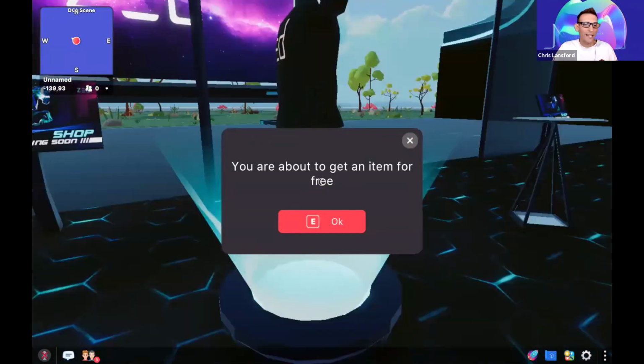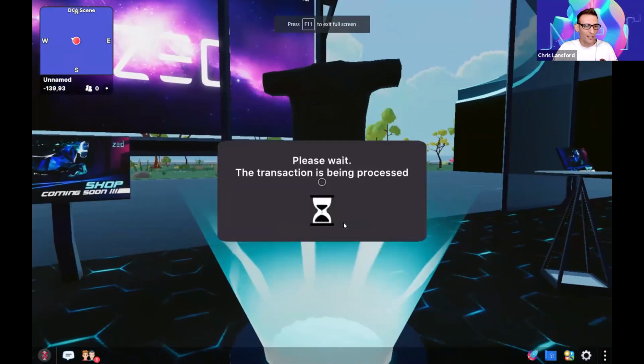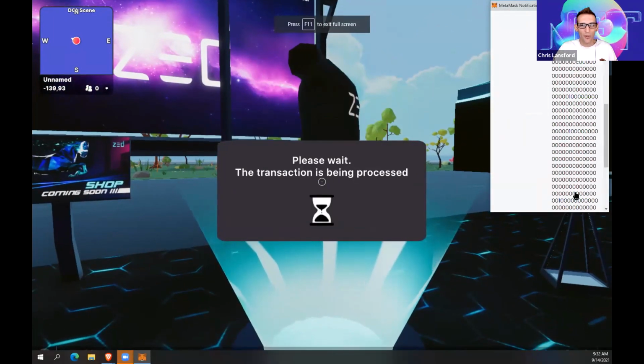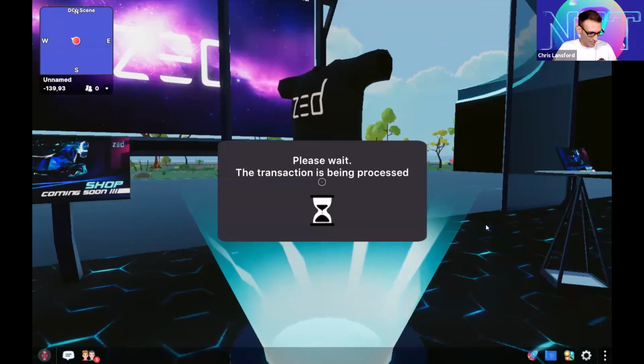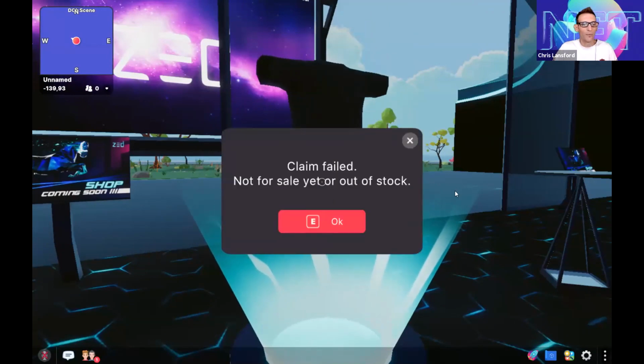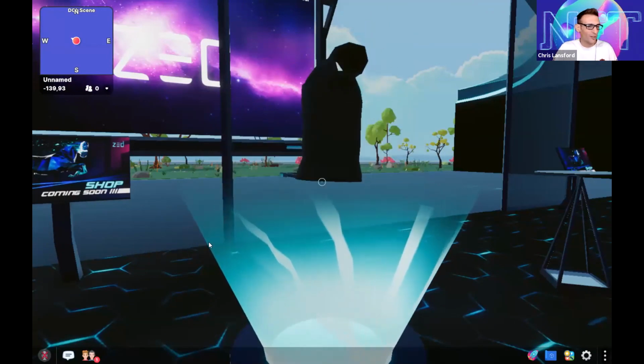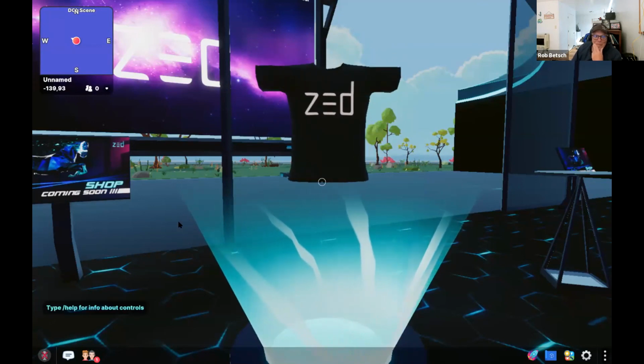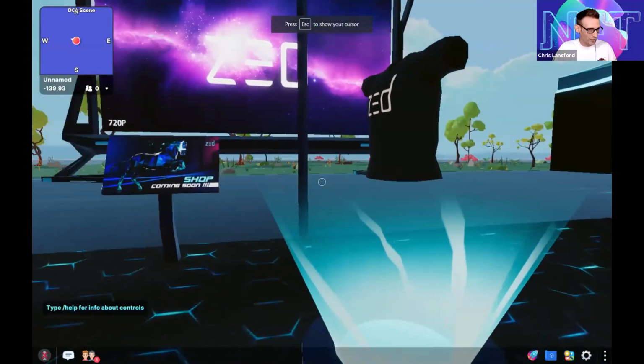You go through the MetaMask. Transactions being processed. And it's going to tell me they're out probably. Thanks, but there's no more. So I went ahead and went through that for your fun. And you get going again.